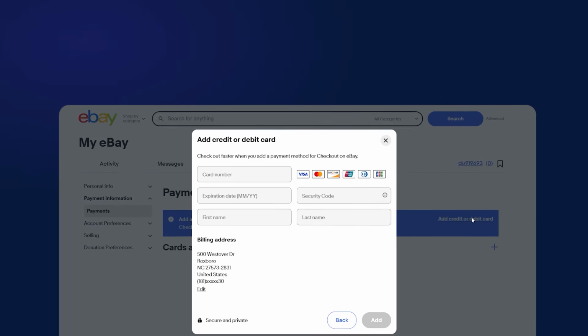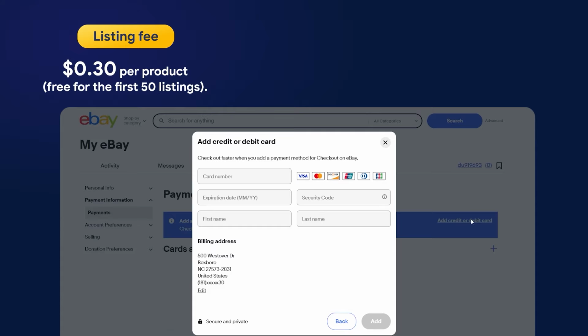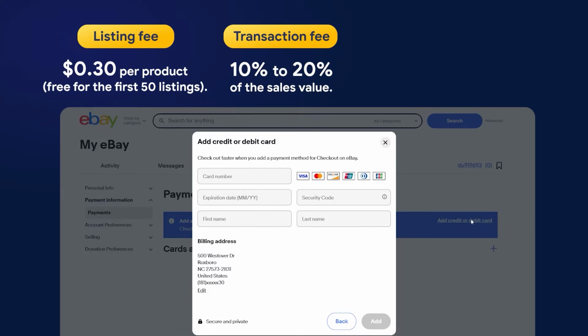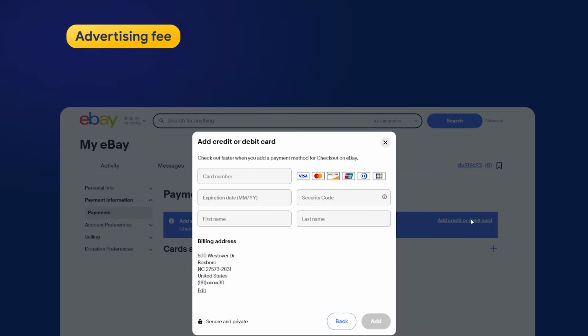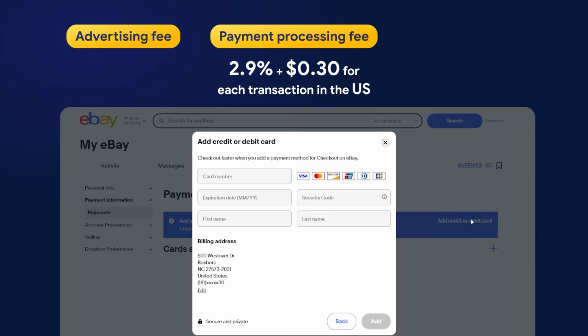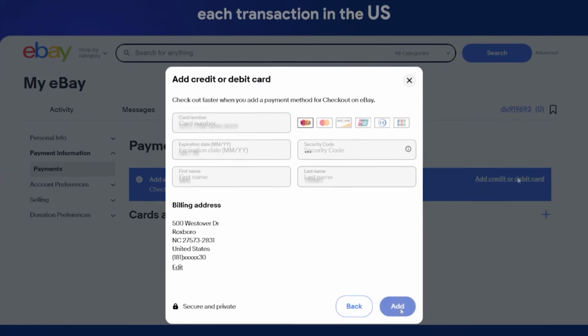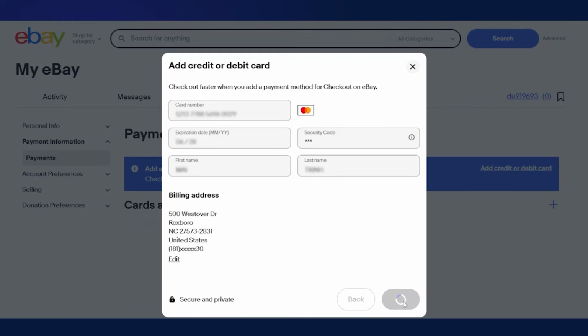These fees include listing fee, 30 cents per product, free for the first 50 listings. Transaction fee from 10% to 20% of the sales value. Store subscription fee, depending on your chosen plan. Advertising fee if your product is sold through eBay ads. Payment processing fee, about 2.9% plus 30 cents for each transaction in the US. Finally, shipping fees. In general, there are quite a few fees that you will need to pay when selling on eBay. These costs will directly affect your sale price and profit.